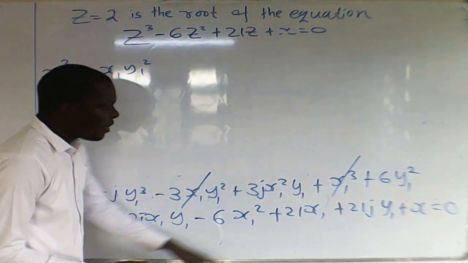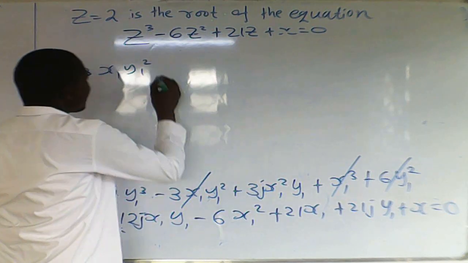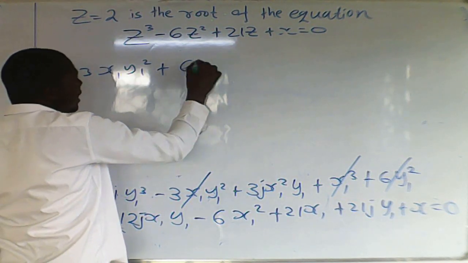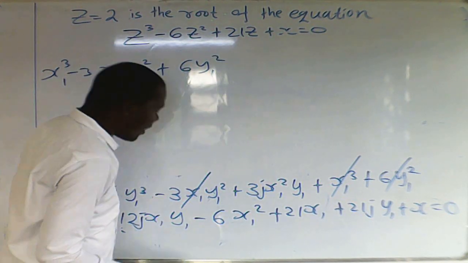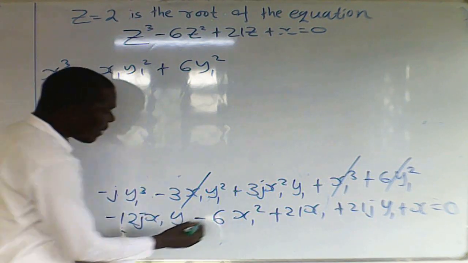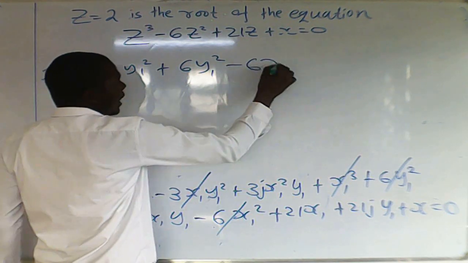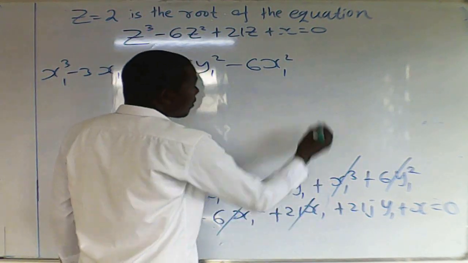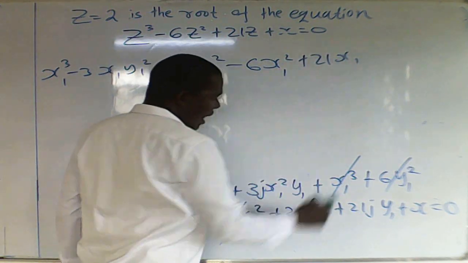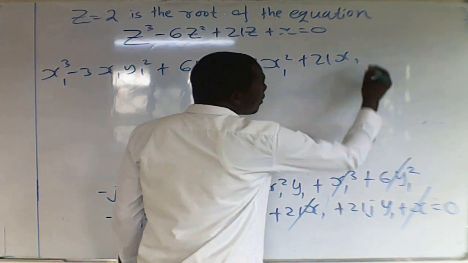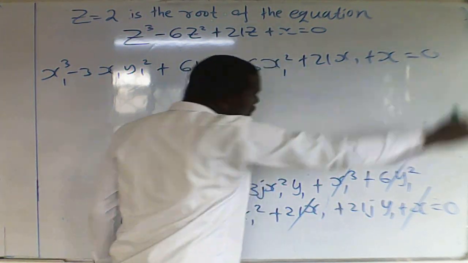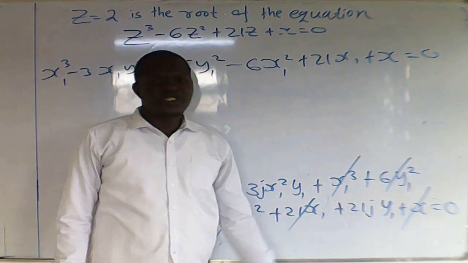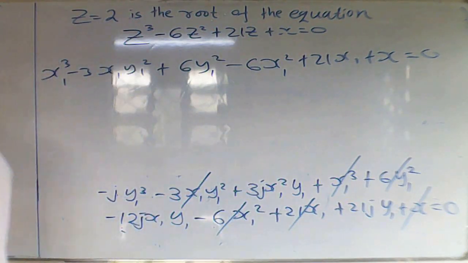x1 cube, then plus 6y1 squared, yes. The next one without j is minus 6x1 squared. The next one without j is positive 21x1. The next one without j is plus x is equals to 0. Remember, this 0 is the same as 0 plus 0j, isn't it? Yeah, so both the real and imaginary part will be equated to 0, isn't it?